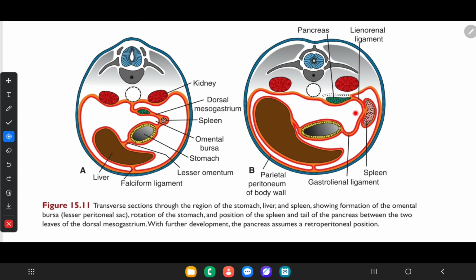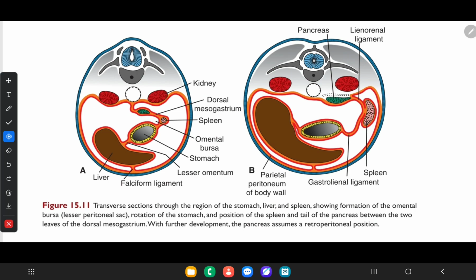You can see the spleen is a completely intraperitoneal organ. The stomach is also completely intraperitoneal. The liver is also a completely intraperitoneal organ. Due to this development of the pancreas, we call this a secondarily retroperitoneal organ, because it initially develops inside the dorsal mesogastrium. That means it is initially intraperitoneal and later it becomes retroperitoneal. That's why it is called a secondarily retroperitoneal organ.